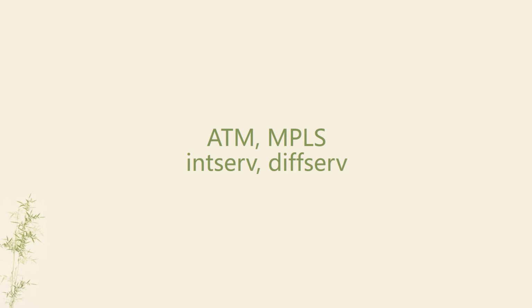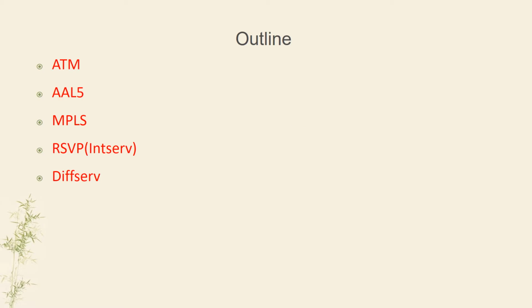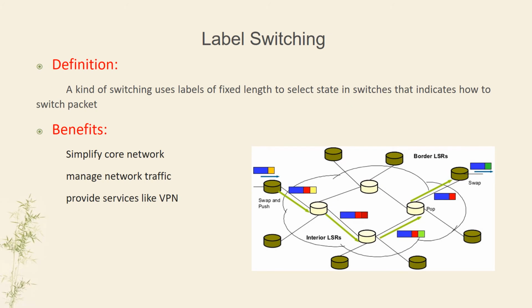Hi everyone, in this video we'll talk about several topics including ATM, AAL5, MPLS, IntServ and DiffServ. Before starting, let's talk about a concept called label switching. It is a kind of switching that uses fixed-length labels to select states in switches that indicate how to switch packets, and it has several benefits.